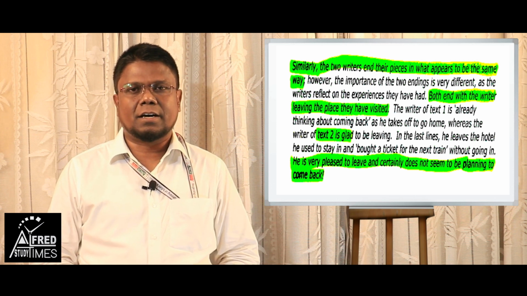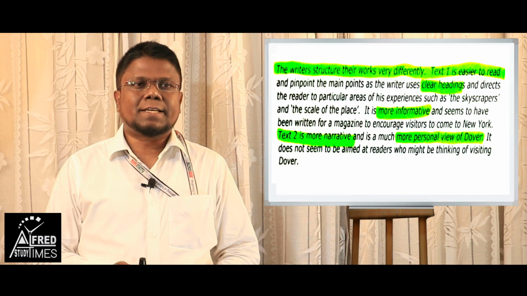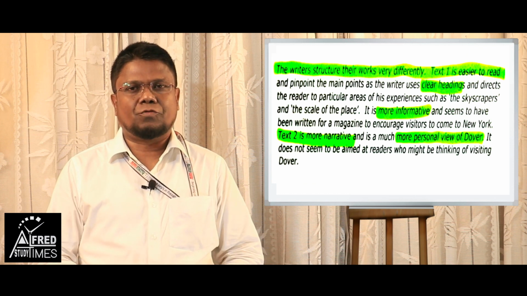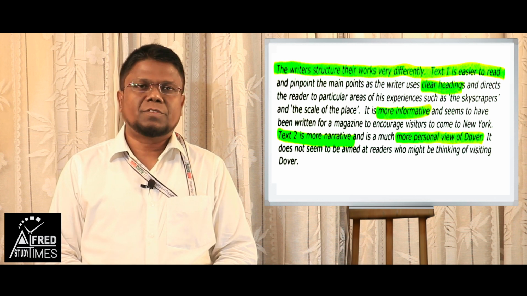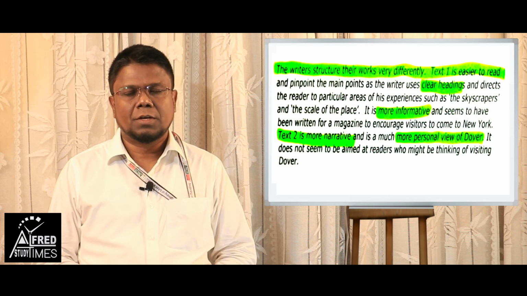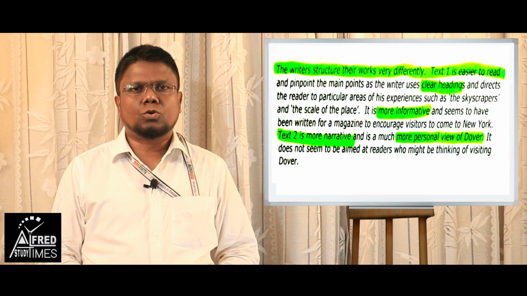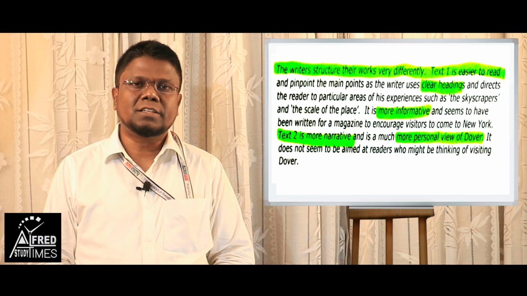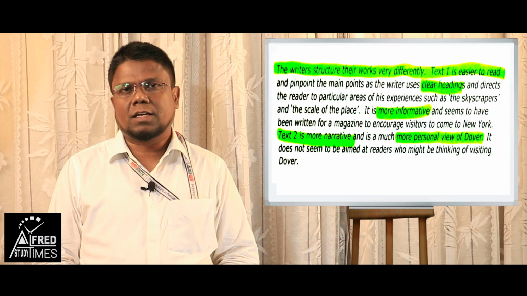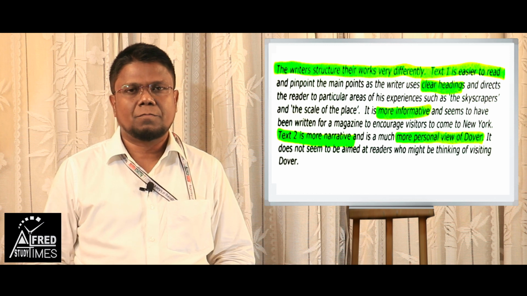Later on, we can see the writers structure their works very differently. The structure of text 1 and the structure of text 2 show a gulf of difference. In text 1, the writer uses clear subheadings, which are very important and essential for readers to understand and comprehend the text. On the other hand, in text 2, we do not find subheadings. The writer of text 2 uses flat writing.